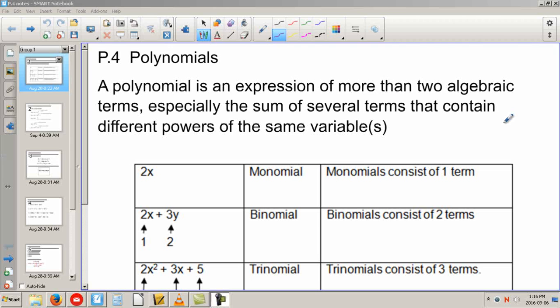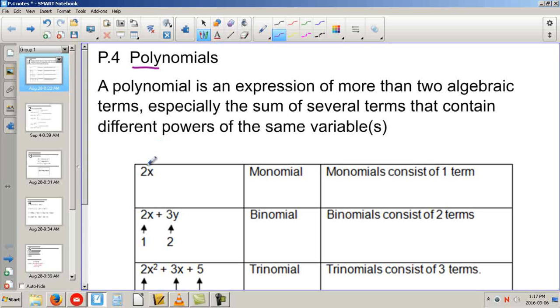Okay, today we're talking about P.4, the fourth section in the preparatory chapter. We're going to start talking about what we term polynomials. A polynomial, we look at that word poly, we know that means many, and then nomial means a term in math. And so when we talk about a polynomial, it's an expression of more than two algebraic terms, especially the sum of several terms that contain different powers of the same variable.